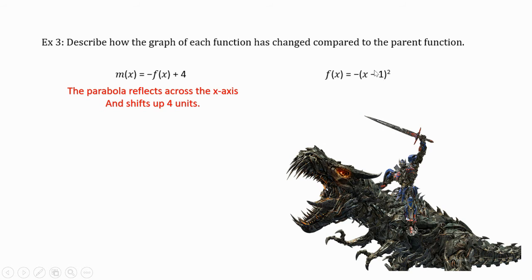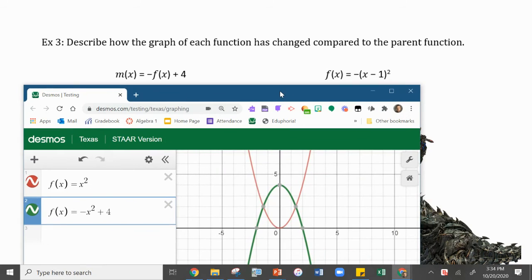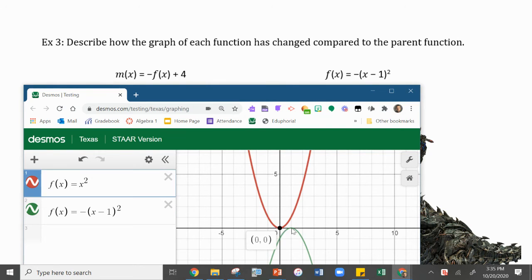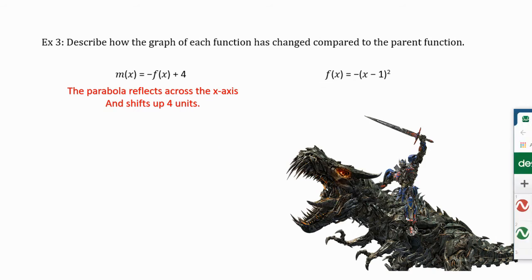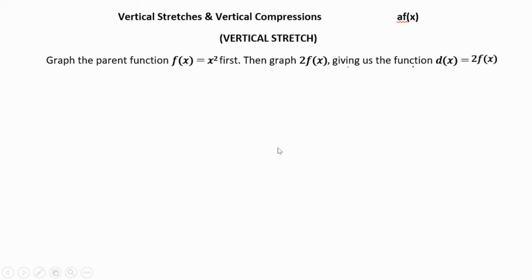Now this one, what happens when you have a negative out front? Well, when you have a negative out front, remember it's going to reflect. What happens when you have a -1 in the parentheses? That's going to shift to the right that many units. So this one should be a reflection and shifted to the right. So let's check it. So I'm going to go here, and then I'm going to go -1, close my parentheses. Let me get rid of the stuff on the outside. And now I got negative times x minus 1 squared, and you can see that this is shifted to the right 1 unit, and it's reflected upside down. All right, good.